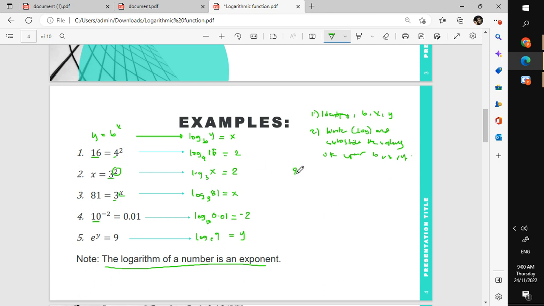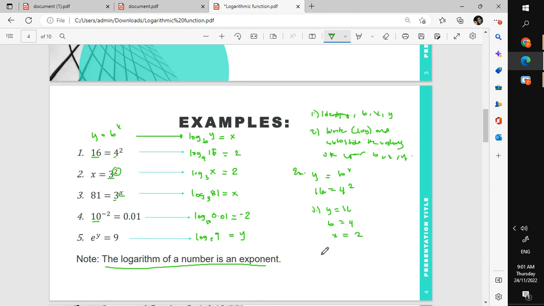Say for example, number one, we have 16 is equal to 4 squared. And take note, this is taken from the form y is equal to b raised to x. So I will be putting this one above. We have the form y is equal to b raised to x, and we have our example 16 is equal to 4 squared. So step number one, you identify your b, your x, and your y. In this case, our y is 16. Our base is 4. Our x, or the exponent, is 2.